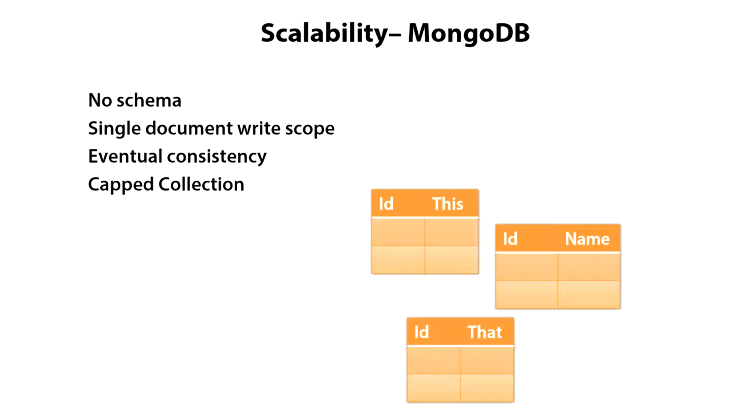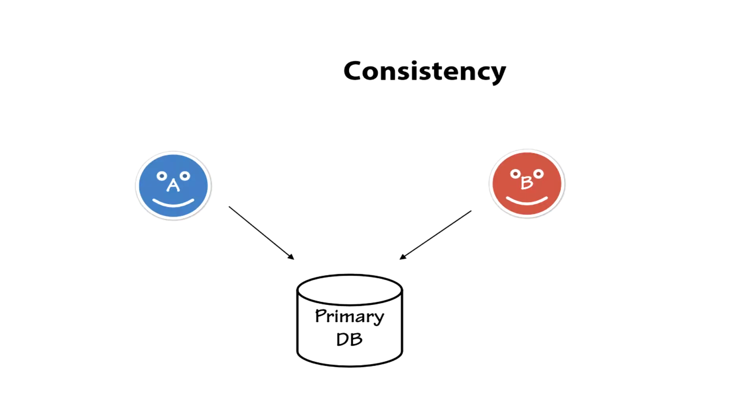And eventual consistency in a scale out scenario, we'll see in a minute. A capped collection is a fixed size collection, which improves the performance. So when two observers point to the same db, it has to be consistent, and that we will see here.